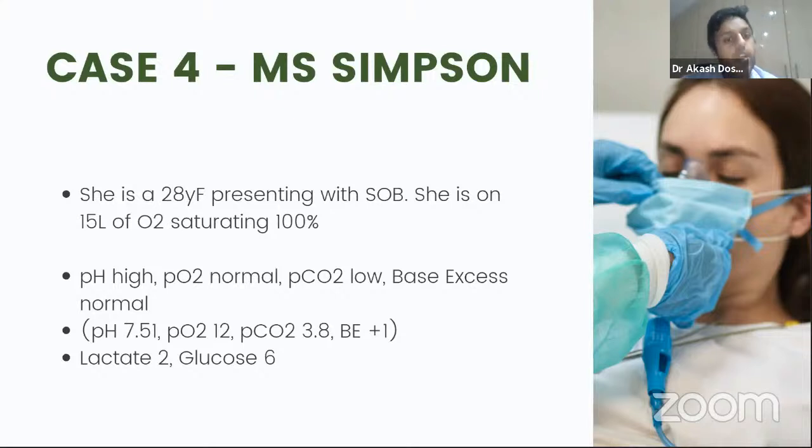H. Her PO2 is normal, but in this context, her PO2 is 12. I am immediately worried. This lady on 15 litres of oxygen should be having a PO2 of really more than 40, arguably more than 60. This is bad. I'm already worried. Anyhow, we'll go through the rest.